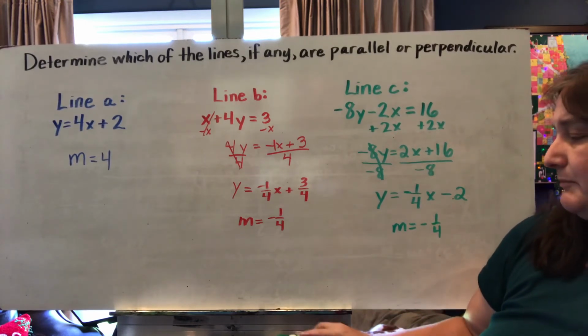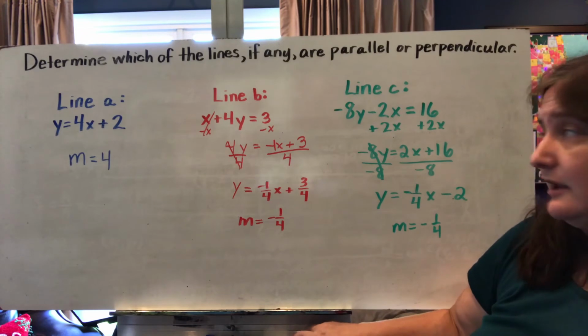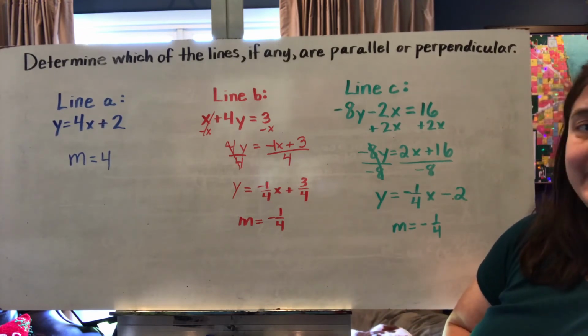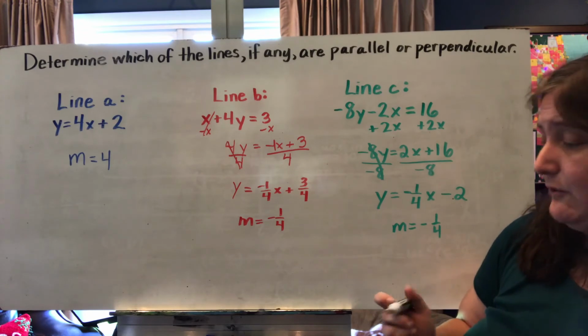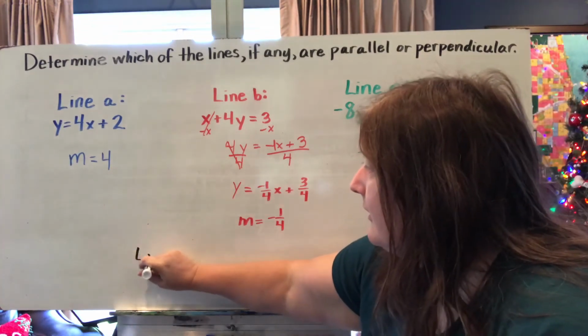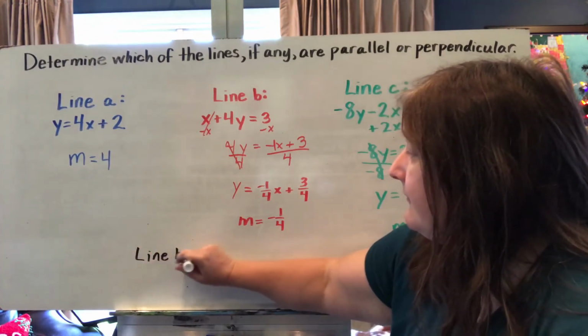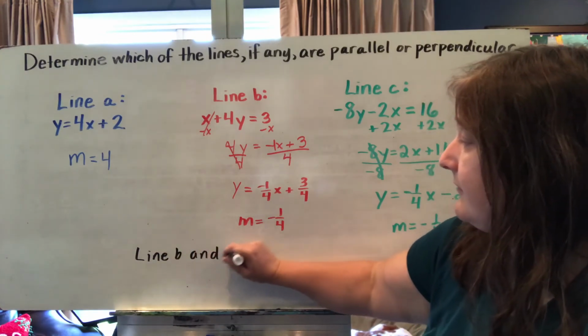So right away, it's pretty easy to identify my parallel lines. Line B and line C are going to be parallel because they both have a slope of negative 1/4. So line B and line C are parallel.